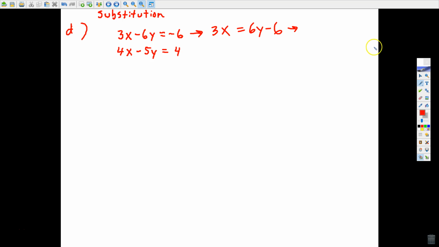Do you notice that 3 goes into everything and I don't have any fractions? All of these other choices, if you solve for a variable, you're going to end up with fractions. You're going to have to use the distributive property with fractions. It's not necessarily terrible, but it may not be the best move for most people.